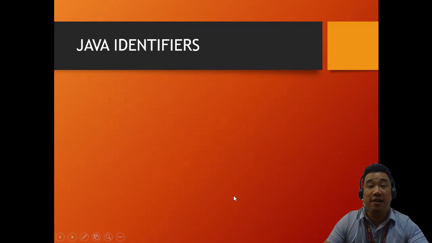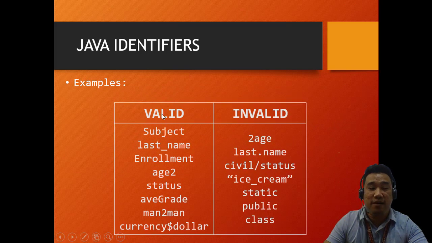Okay, take note. Now, for example, we have the valid ones, no? Subject, last name, enrollment, age2, status, average grade, shortcut lang AVG grade, month to month, currency, dollar, dollar or dollar sign dollar.